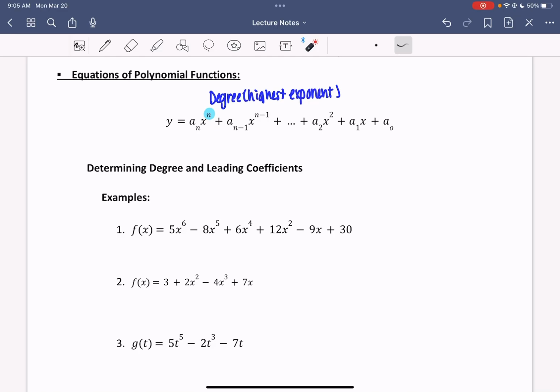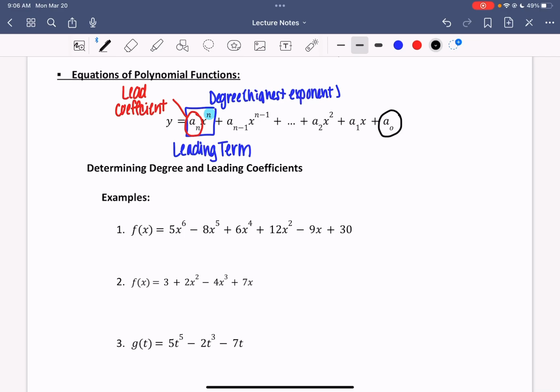Then when you look at this as a whole, this piece with the highest degree on it is known as the leading term, because in standard form, it would be at the front. This coefficient, or number that's being multiplied by it, is your lead coefficient. Lastly, I just want to identify this very last piece here without a variable on it. This is known as your constant.